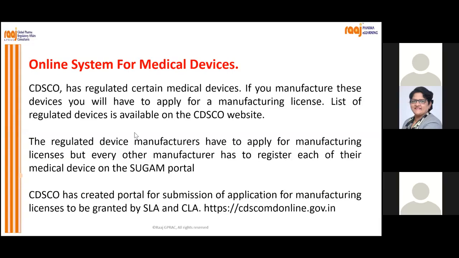Ranjan is asking: devices which are already notified, like 37 devices, for that only registration is required? No, quite the opposite. For the 37 devices which are already notified, you need to apply for a manufacturing license. You need to make sure that you have a 13485 certificate and a manufacturing license. You have to apply for them. Other than those 37, you have to just register on the website. Clear?